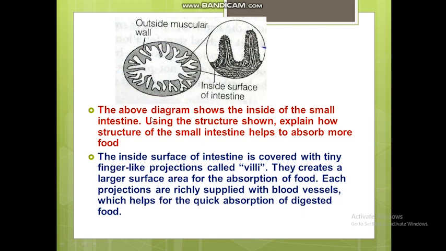The above diagram shows the inside of the small intestine. Using the structure shown, explain how the structure of the small intestine helps to absorb more food. This is the structure of cross section of small intestine. We can see the finger like projections here. These projections help to increase the area of absorption, and also these projections are richly supplied with the blood vessels which help for the quick absorption of digested food.